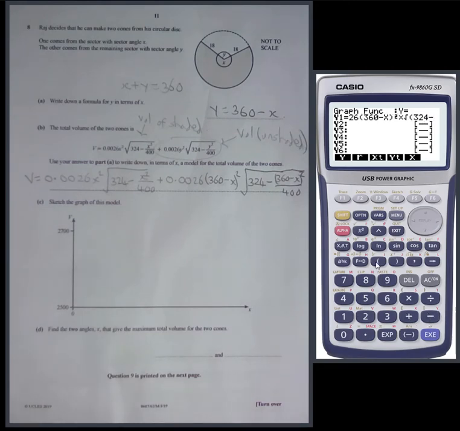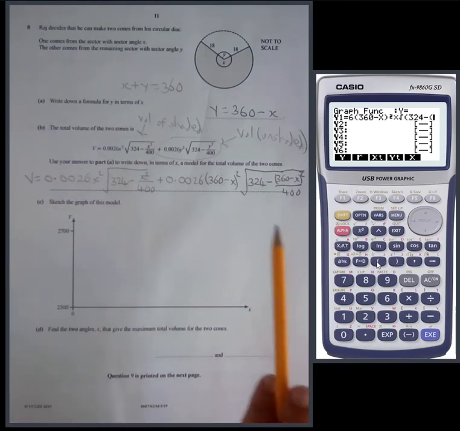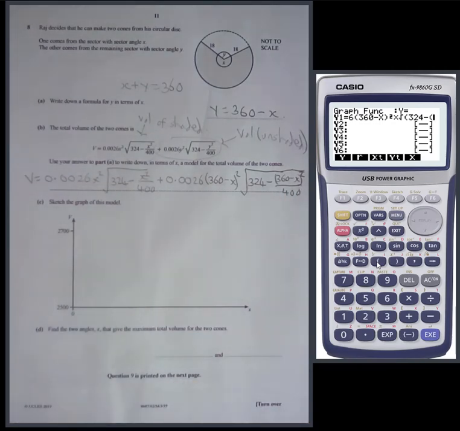minus, so my calculator is not very good, so I'm going to use a bracket and a divide, 360 minus x squared, I might need two brackets there, so 360 minus x squared over 400. So I'm going to need a bracket there. I need another bracket there because I'm taking all of that away. And I'm going to need another bracket because of the square root bit. And then hopefully that works.